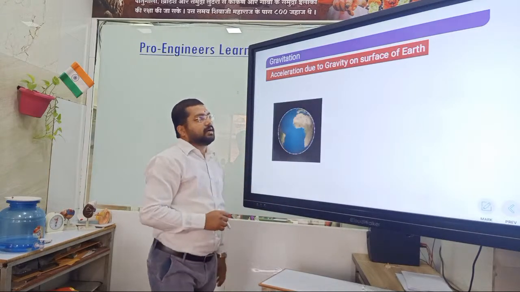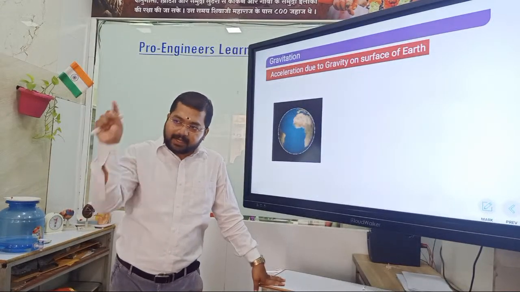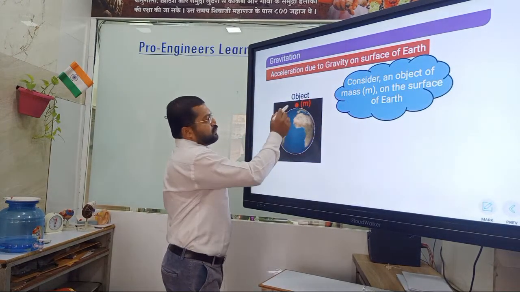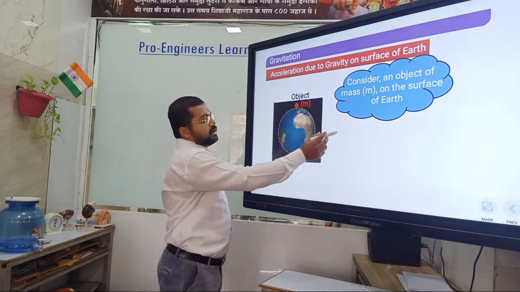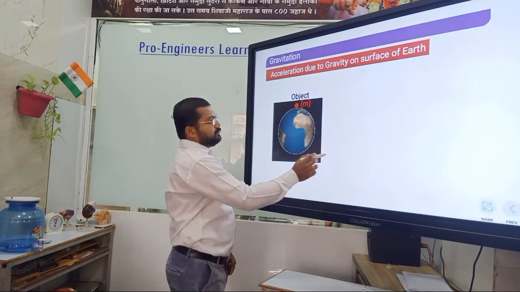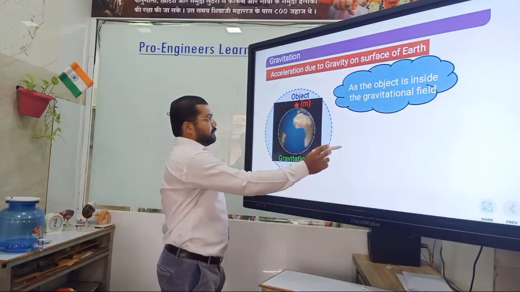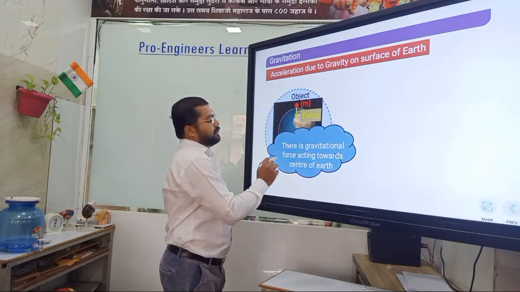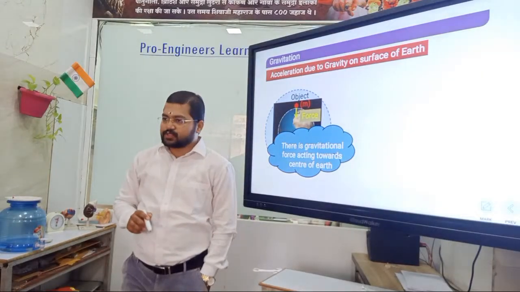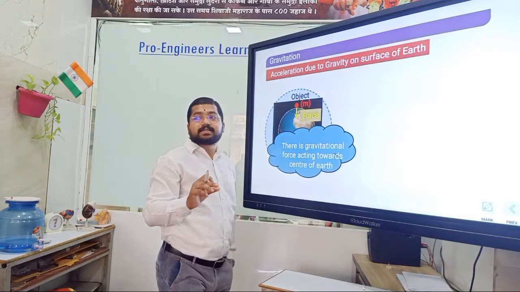Acceleration due to gravity on the surface of Earth. The previous case was in the field of gravity. Now we will consider the object on the surface of Earth, so the object is very close. Consider an object of mass m on the surface of Earth. As the object is inside the gravitational field, there is a gravitational force acting towards the center of Earth. That is known to everyone, right? The direction will not change, only the distance has changed.